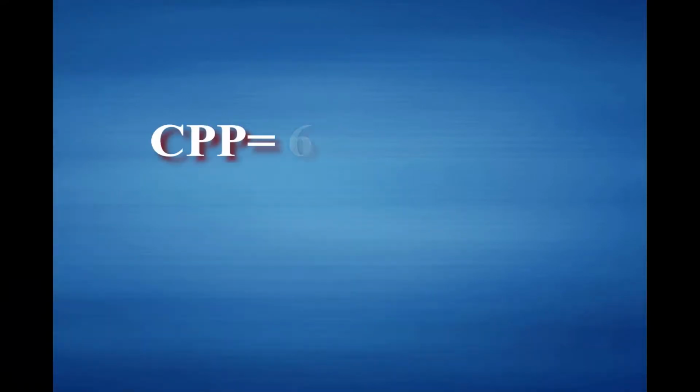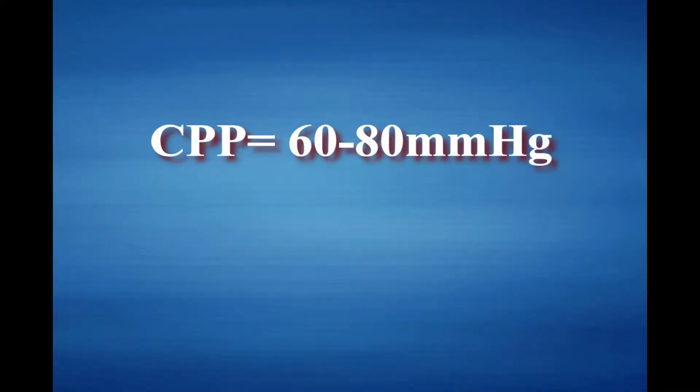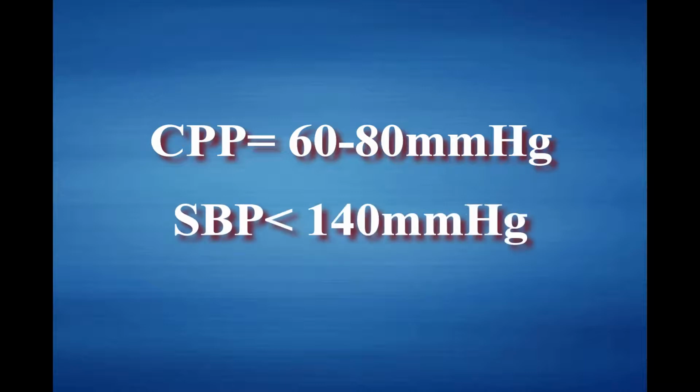Now, back in the day, CPP wasn't well understood. Keeping blood pressure low was thought to be the gold standard. Now, of course, today we know that a higher blood pressure is going to be preferred in this patient population in order to maintain CPP. So keeping CPP between 60 to 80 or systolic blood pressure less than 140 is what you can expect to see on the exam. But this is a very delicate balance.